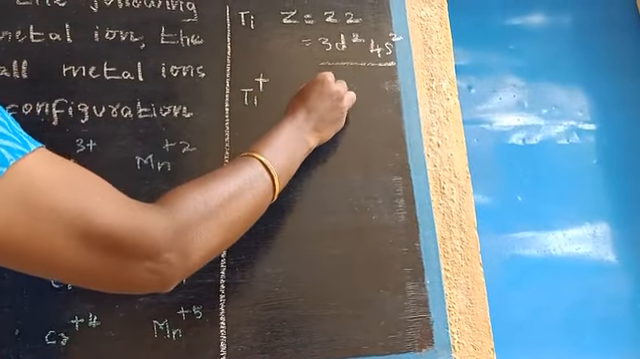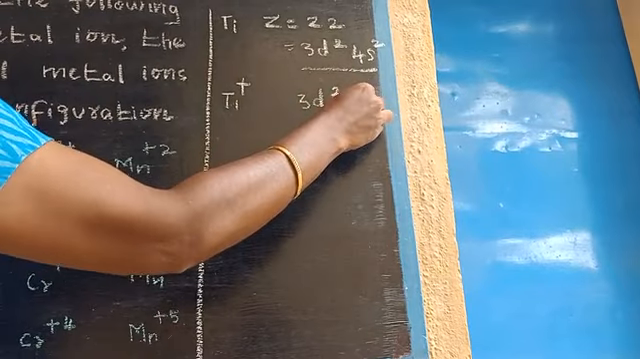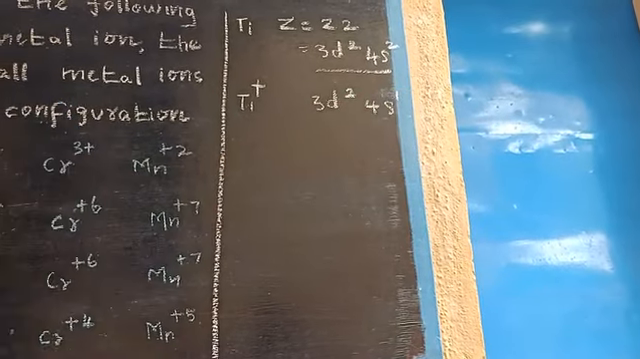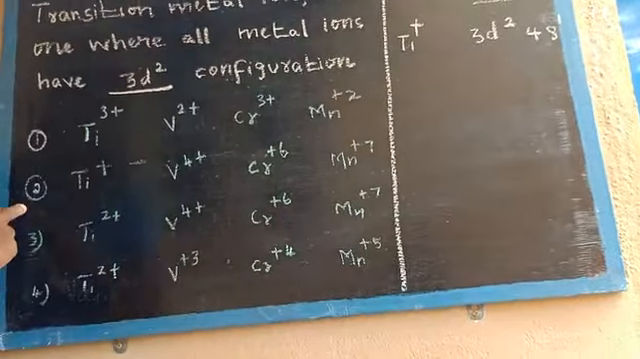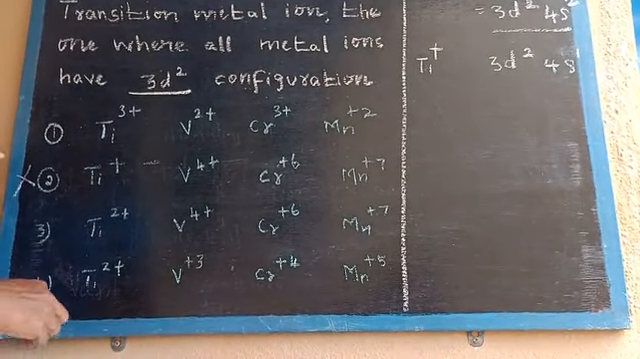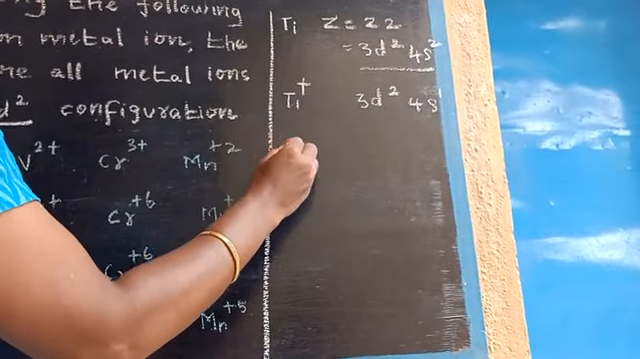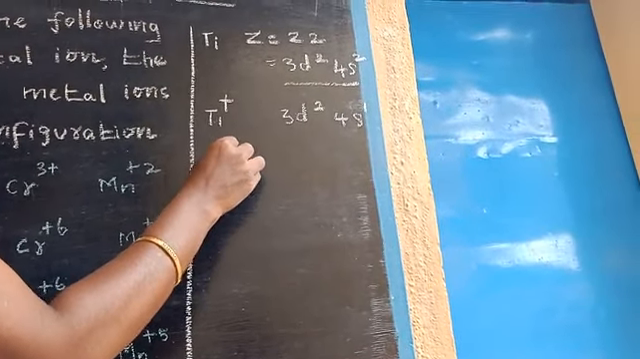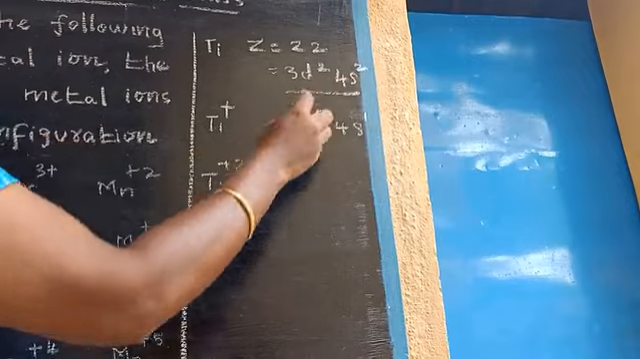So one electron is lost, so 3d2 4s1. But the question is 3d2, so this option is wrong. Titanium 1 is wrong. Next, see titanium 2+. Titanium 2+ will lose 2 electrons.